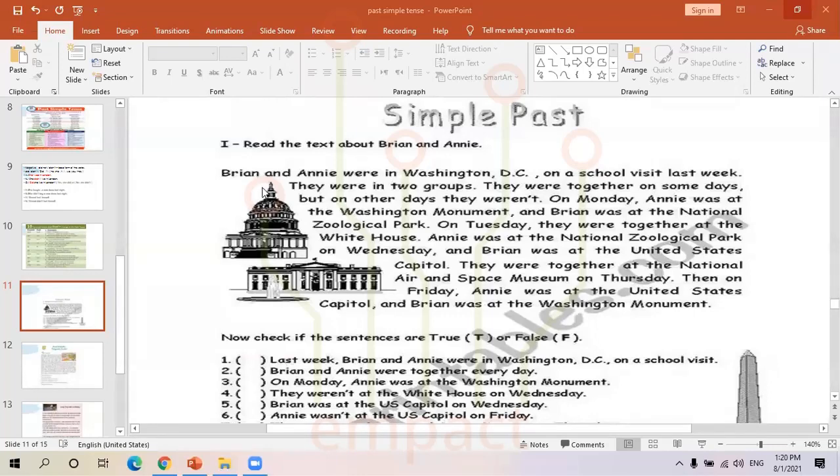From the beginning. Okay. Brian and Annie were in Washington, D.C. on a school visit last week. They were in two groups. They were together on some days, but on other days, they weren't. On Monday, Annie was at the Washington Monument and Brian was at the National Zoological Park. On Tuesday, they were together at the White House.